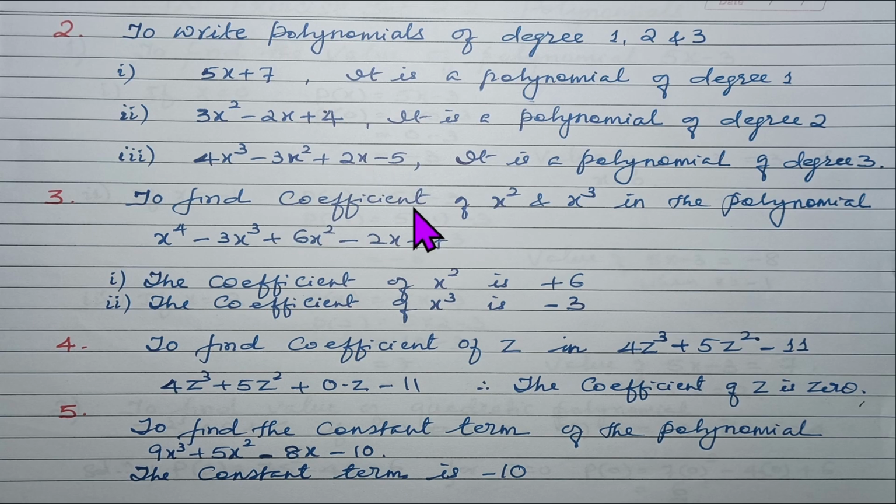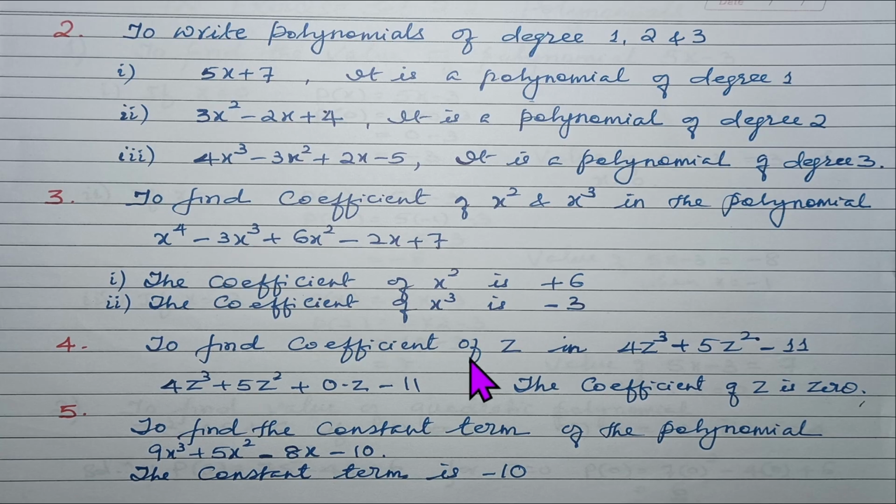Now the next question is to find the coefficient of x square and x cube in the given polynomial. The polynomial given is x raised to 4 minus 3x raised to 3 plus 6x square minus 2x plus 7. The coefficient of x square is 6, and the coefficient of x cube is minus 3. Here it is not the degree, but the coefficient that is being asked, and therefore the coefficient of x square is 6 and the coefficient of x cube is minus 3.